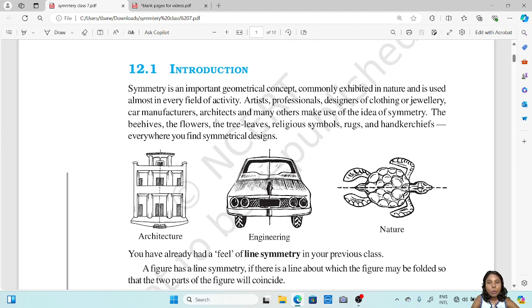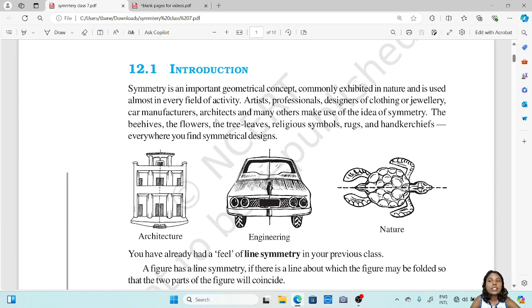Symmetry is an important geometrical concept commonly exhibited in nature and is used almost in every field of activity. It is a geometrical concept used in most fields on an everyday basis. Artists, professionals, designers of clothing or jewelry, car manufacturers, architects, and many others make use of the idea of symmetry. The beehives, the flowers, the tree leaves, religious symbols, rugs, and handkerchiefs, everywhere you find symmetrical design.